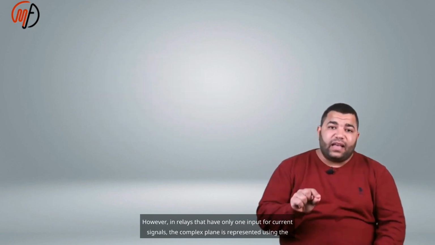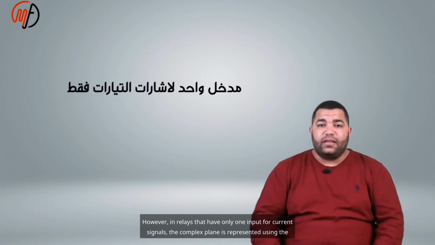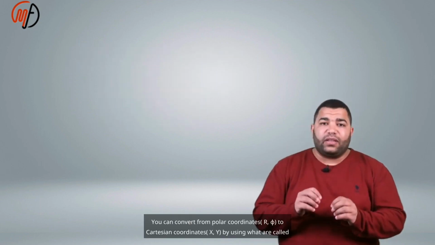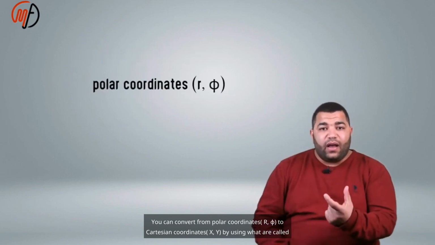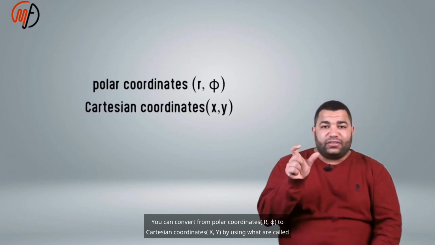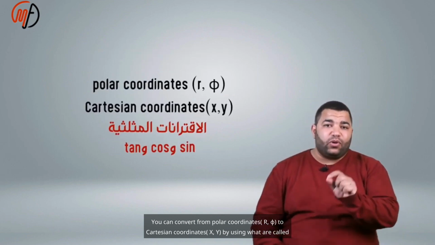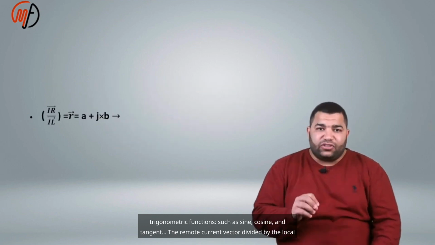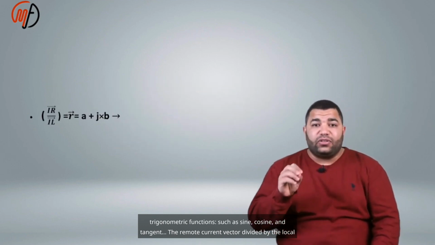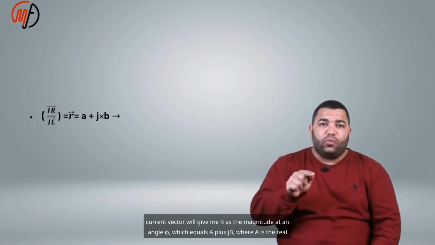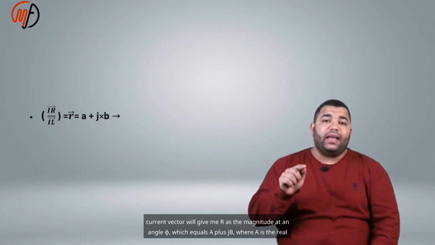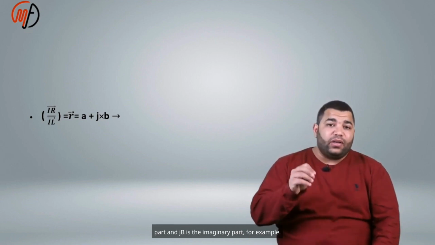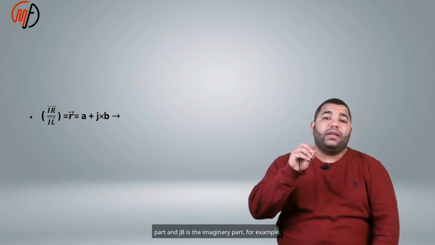However, in relays that have only one input for current signals, the complex plane is represented using the current ratio diagram. You can convert from polar coordinates, R and angle, to Cartesian coordinates, x and y, by using trigonometric functions such as sine, cosine, and tangent. The remote current vector divided by the local current vector will give me R as the magnitude at an angle, which equals A plus jB, where A is the real part and jB is the imaginary part, for example.